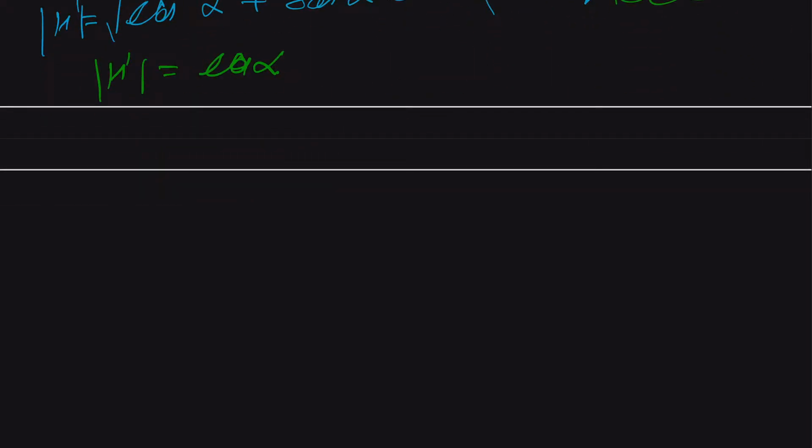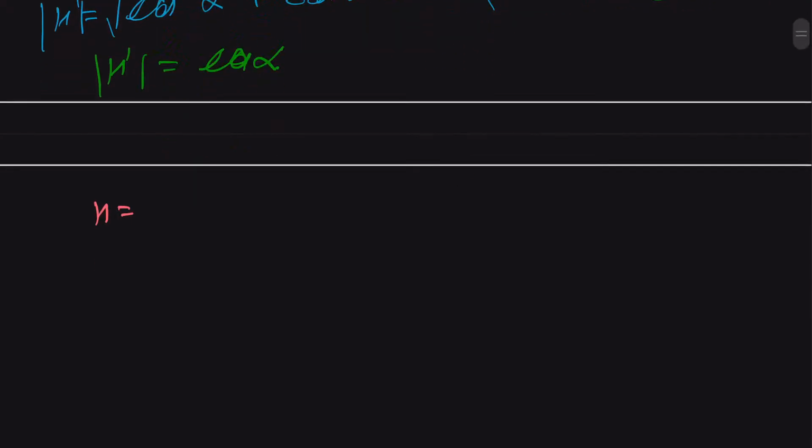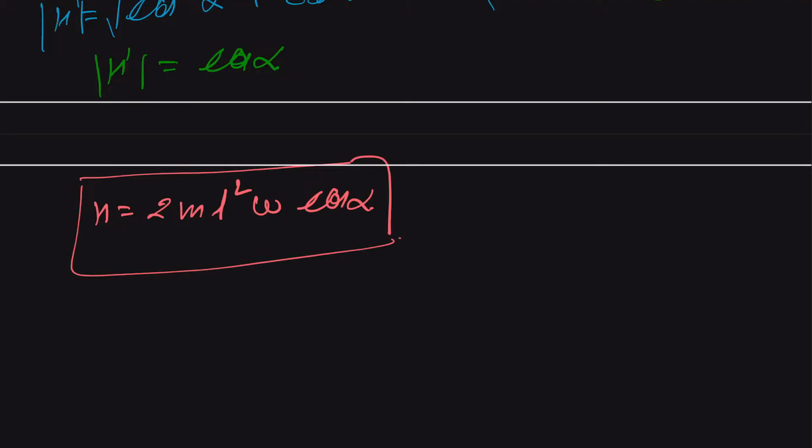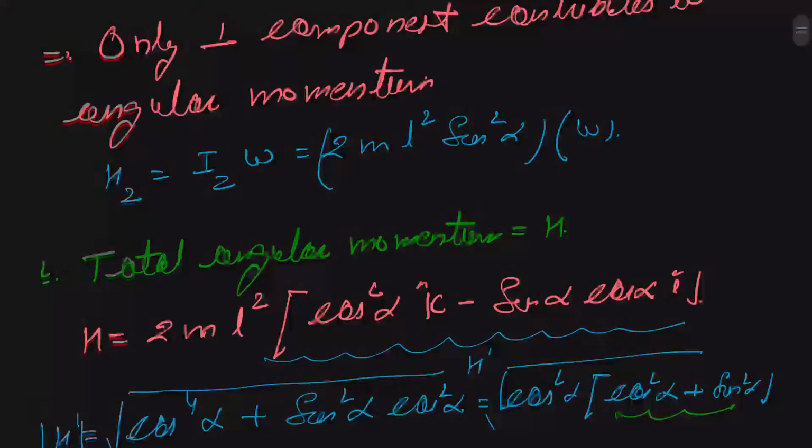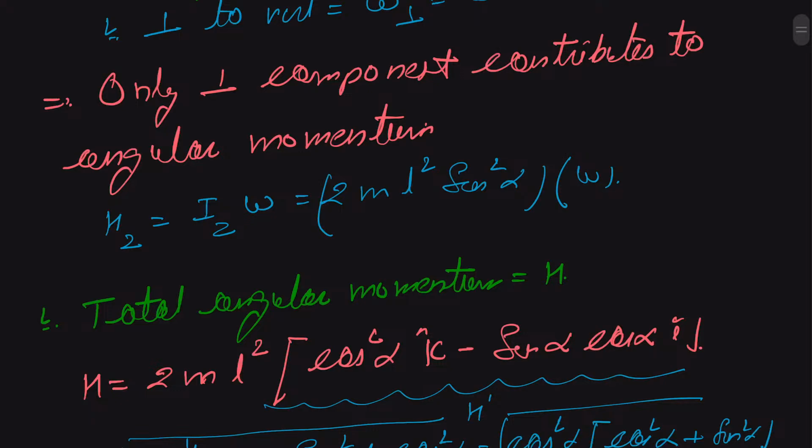Therefore, our magnitude is equal to 2 m L square omega cos of alpha. This is the angular momentum, the total angular momentum that was asked for.